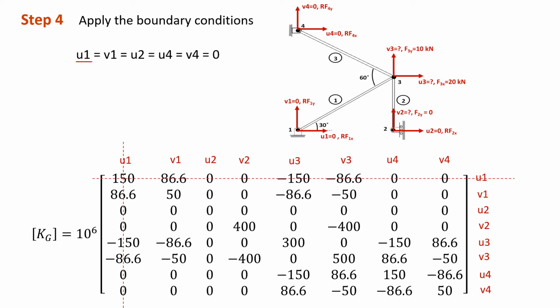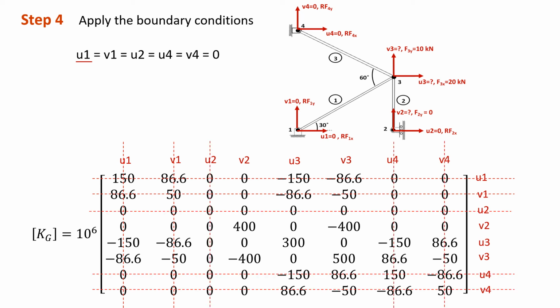Similarly, we do for V1. We can eliminate the row for V1 and the column for V1. Next we can do the same for U2, U4 and V4, so that we only have a 3 times 3 matrix here, the active values that have not been slashed. Okay, so we have this 3 times 3 matrix, and we can take it out in order to solve for the unknowns.